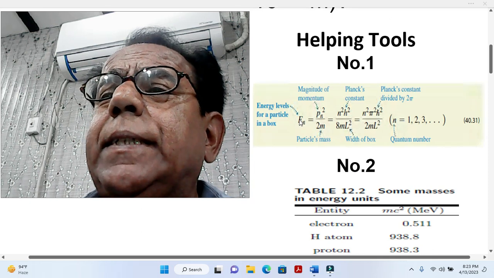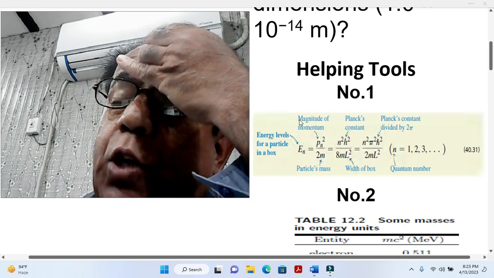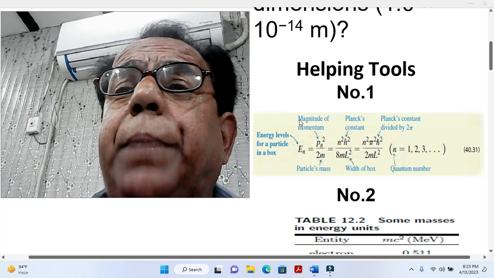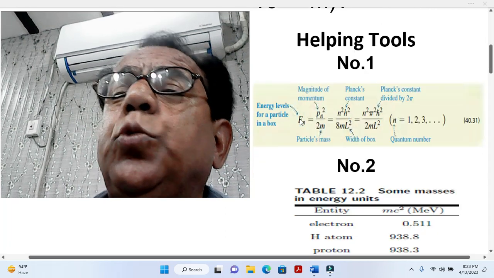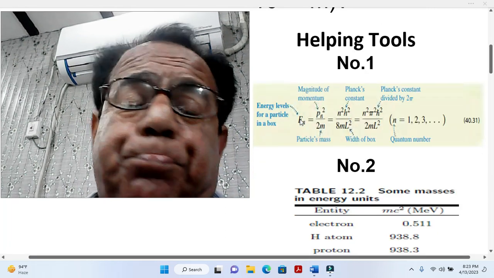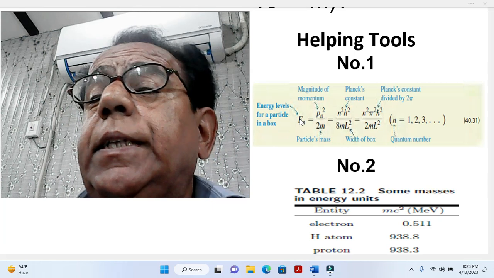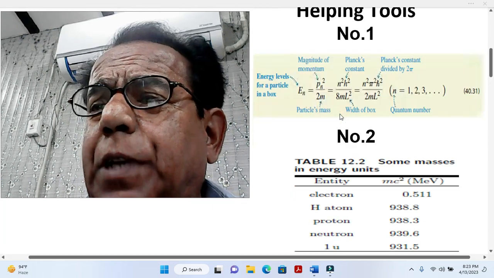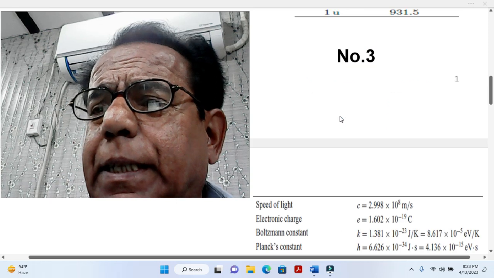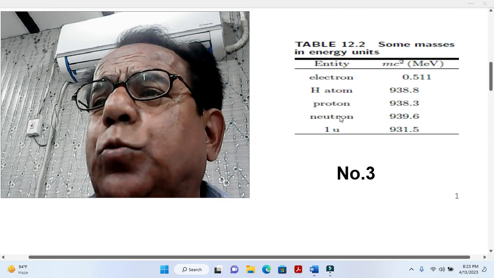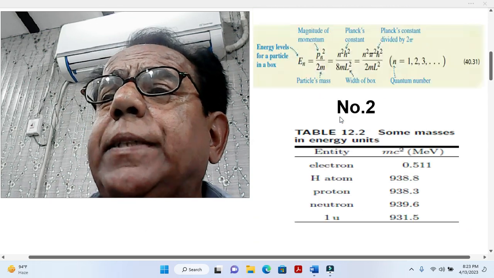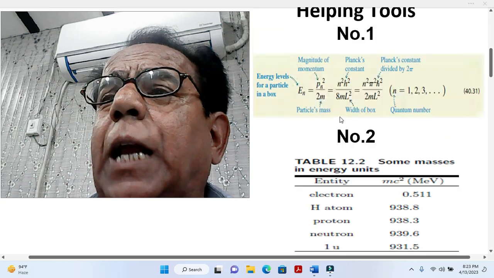But first, before going to its solution in a formal manner, we will introduce helping tools. In this problem there will be three helping tools. First we come to helping tool number 1.